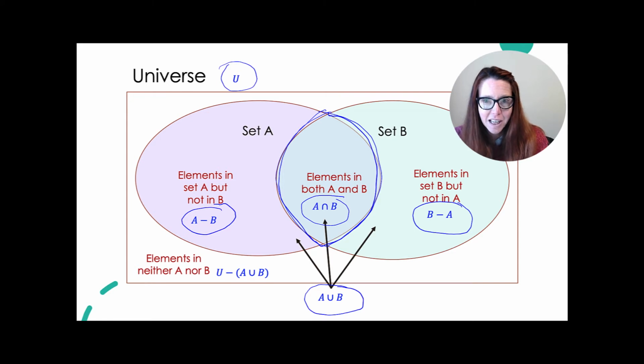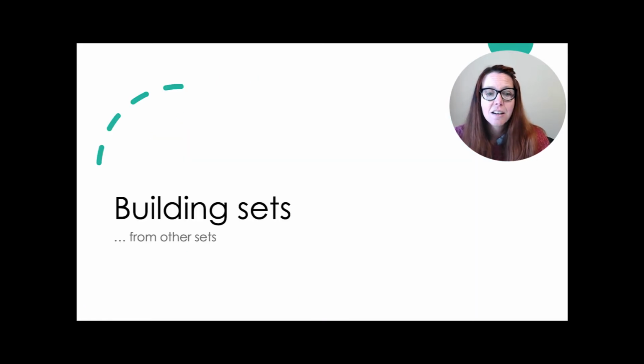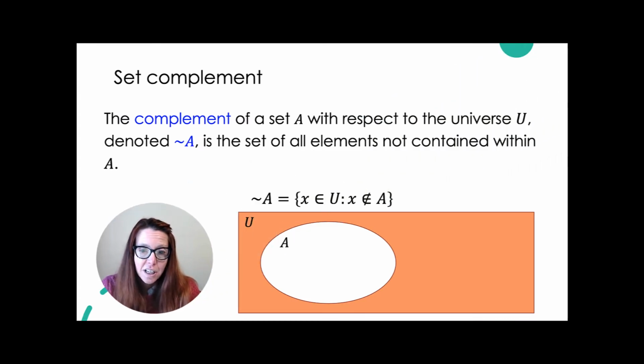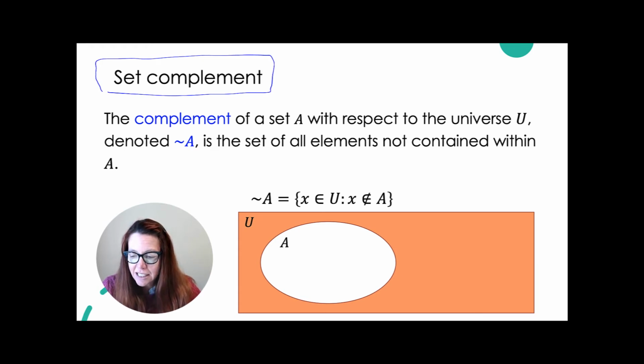So let's talk about what that looks like and how we build sets from other sets. The first definition is the set complement. The set complement is everything still within the universe, but outside of our set. So it's the set of all elements not contained within the set A. So if elements in A are represented by that oval in the middle, it's everything outside of that in orange. So it's everything out here.